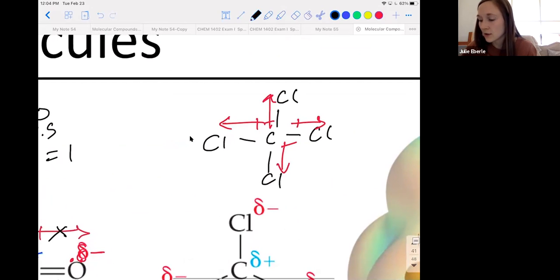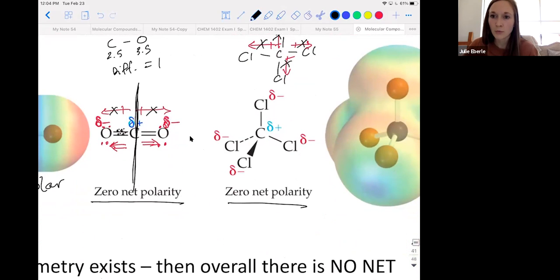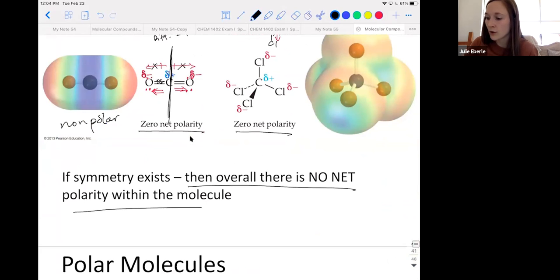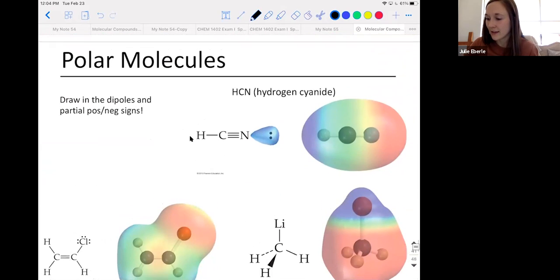But here's what you see. There's 2 planes of symmetry. The top and the bottom dipoles cancel, and then the left and the right, those cancel. So there's no net polarity overall, a non-polar molecule. Okay, so that's kind of what this slide's saying. If symmetry exists, overall, no net polarity within the molecule. All right, I had more, and you can look at these.